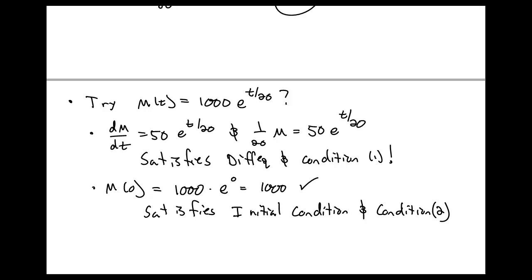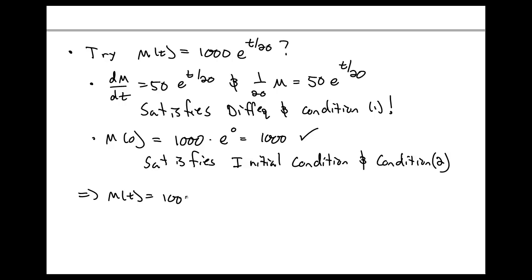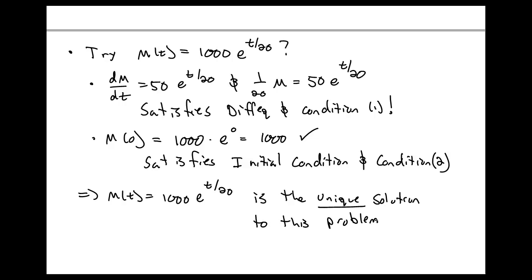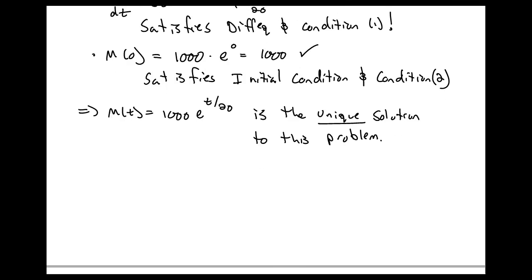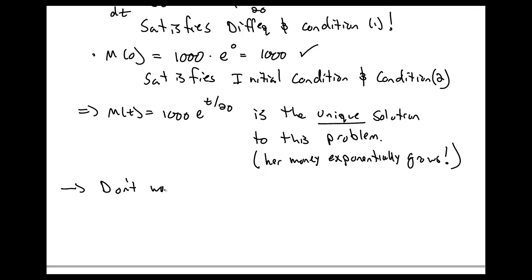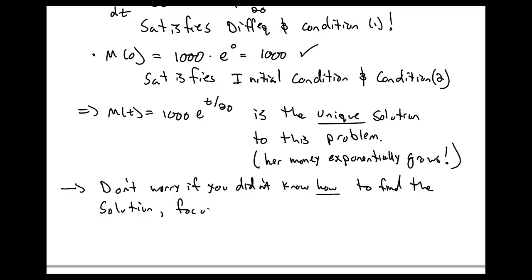Excellent. So what I've done then is I've constructed a solution. M is equal to 1,000 e to the t over 20, which is the unique solution to the problem that I have at hand. And in particular, what this solution means is that her money exponentially grows with time, which is why getting interest is so awesome. So don't worry if you didn't know how to find the solution in this particular case. We're going to come up with techniques for doing that much later. What I really want you to focus on is what it means to have a solution, that you can plug the solution into the differential equation and both sides match.